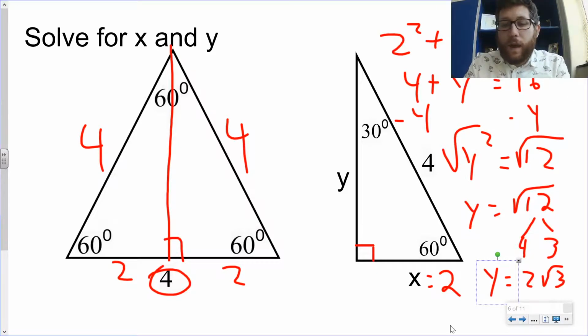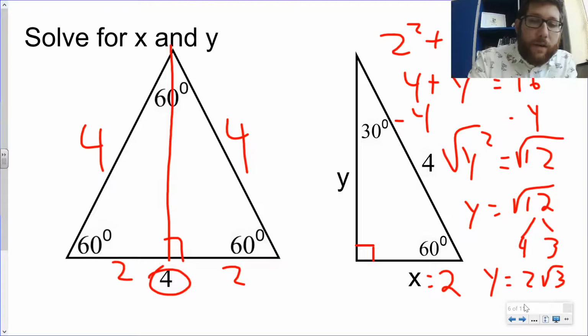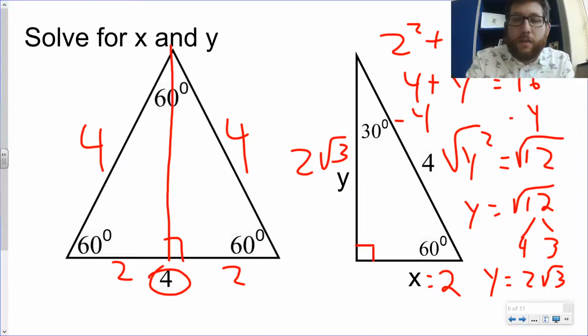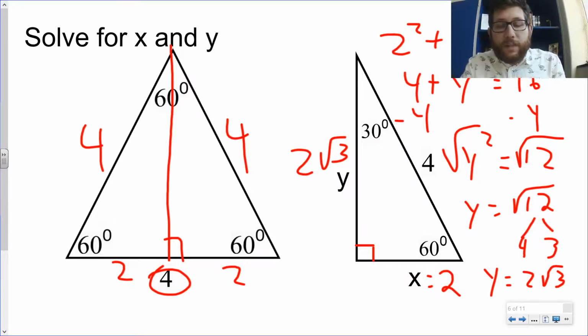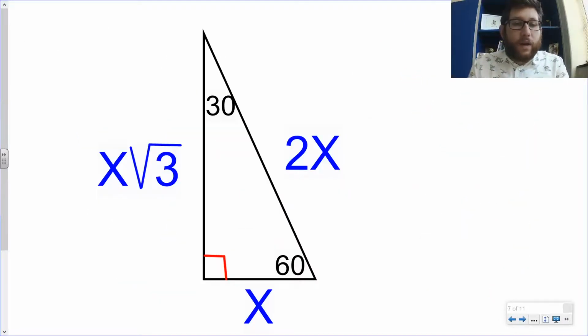So at that point, we should be able to notice a little bit of a pattern here. Okay, so this is my shortest leg. Remember, triangle inequality tells me opposite to 30 degrees is going to be my smallest leg. So my smallest leg is 2. My medium side, my longer leg, is 2 root 3, and then my hypotenuse is 4. So that gives us this example right here.